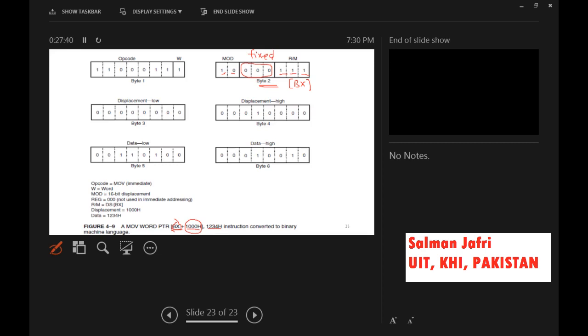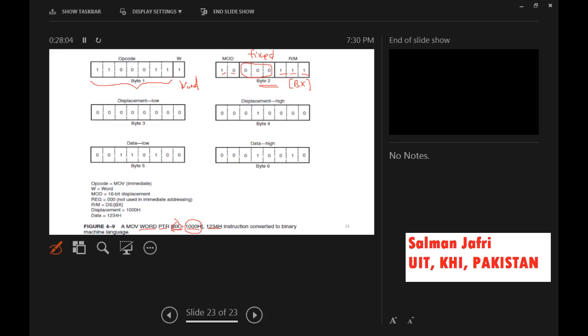So this is byte 2, and in byte 1 all these bits would be preset. Only W would be 1 because we have a word or 16-bit value, because of this word pointer thing that is going on over here.